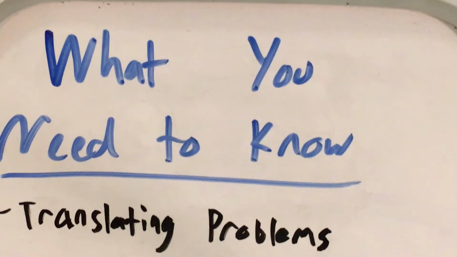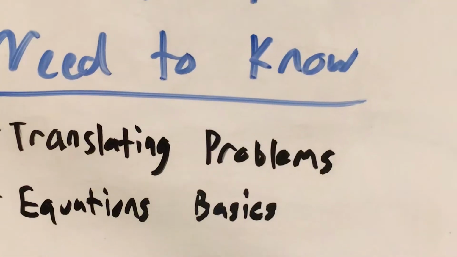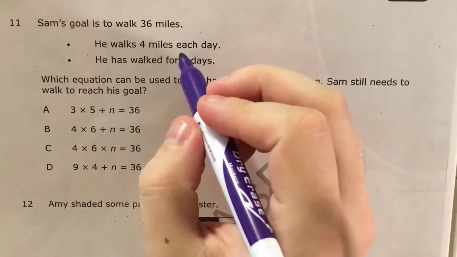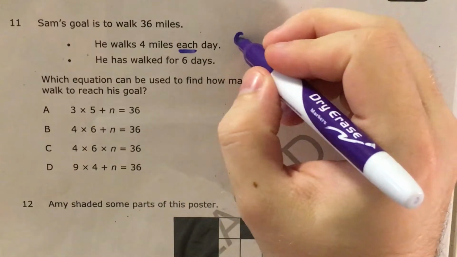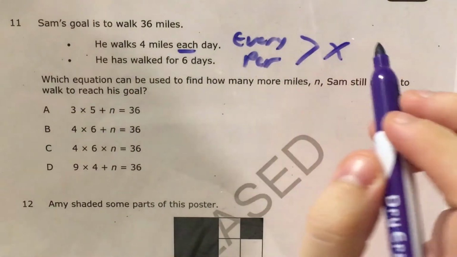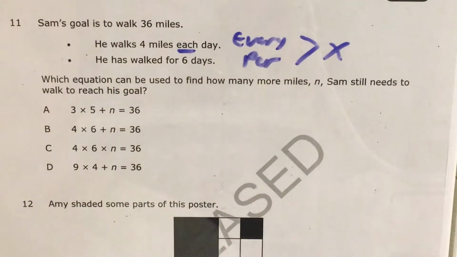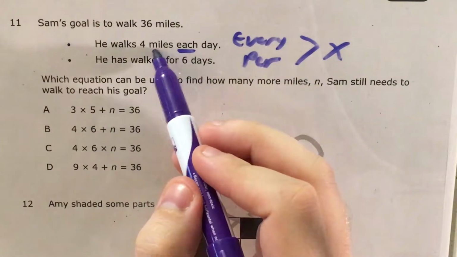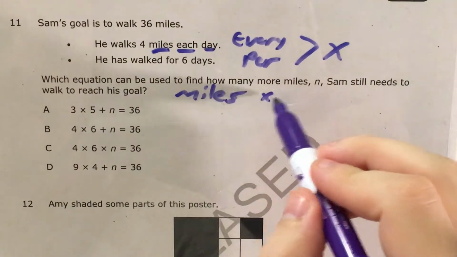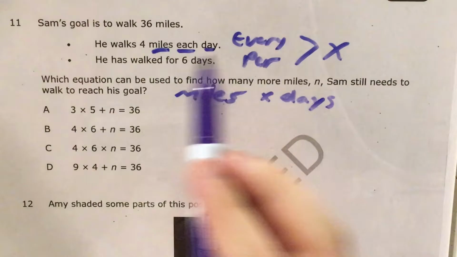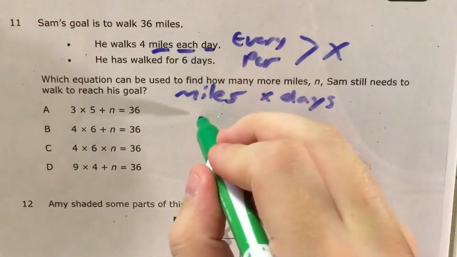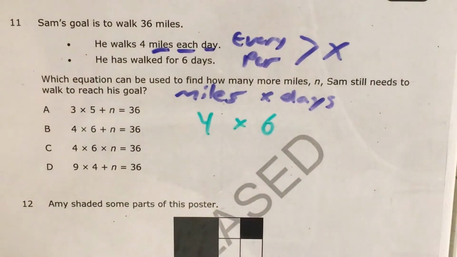Now, the skills that this problem is testing are how to translate a problem and also the bare basics of equations. So let's start with that translating idea. I'm going to find this word each, and I'm going to remind myself that if I see each, every, or per, that always translates to multiplying. So I know I'm going to have to multiply something, and since this is a certain number of miles each day, I'll have to multiply my miles by my days. And if it says 4 miles each day for 6 days, well, I'm sure you can guess what I'm multiplying then. That's 4 times 6.